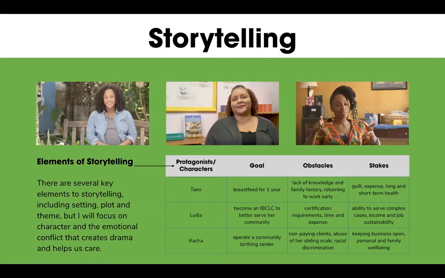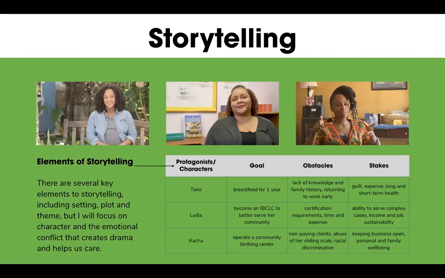The next thing you want to introduce is the goal, the character's goal, and the obstacles that they have to overcome to achieve their goal. And finally, the drama comes when you introduce the stakes. What is it that the character has to lose if they don't achieve their goal? Let's go through each one.